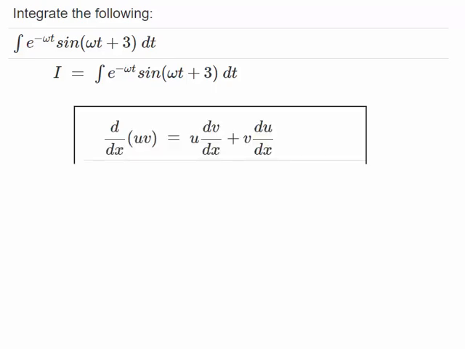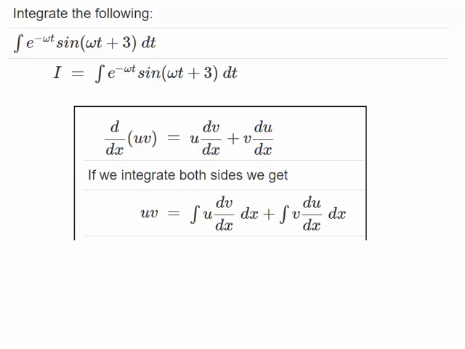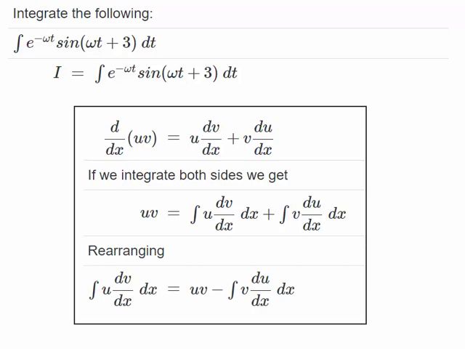From differentiation, we know that the differential of uv, where u and v are both functions of x, is equal to u dv dx plus v du dx. So if we integrate both sides, we get that uv is equal to the integral of u dv dx with respect to x plus v du dx with respect to x. And if we rearrange that, we get the integral of u dv dx is equal to uv minus the integral of v du dx.